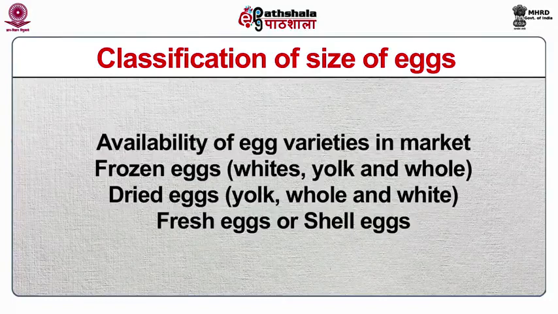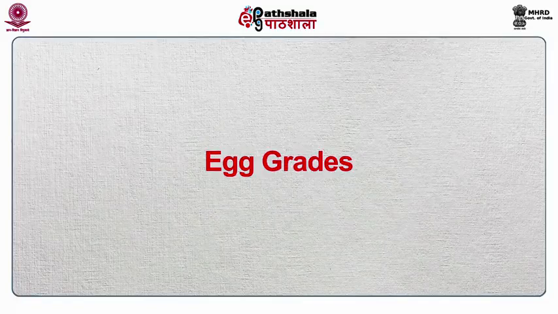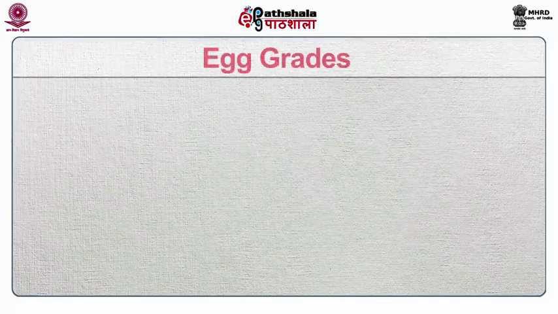Availability of egg varieties in the market. Frozen eggs: white, yolk and whole. Dried eggs: yolk, whole and white. Fresh eggs or shell eggs. Egg grades: Grade AA, clean and unbroken.